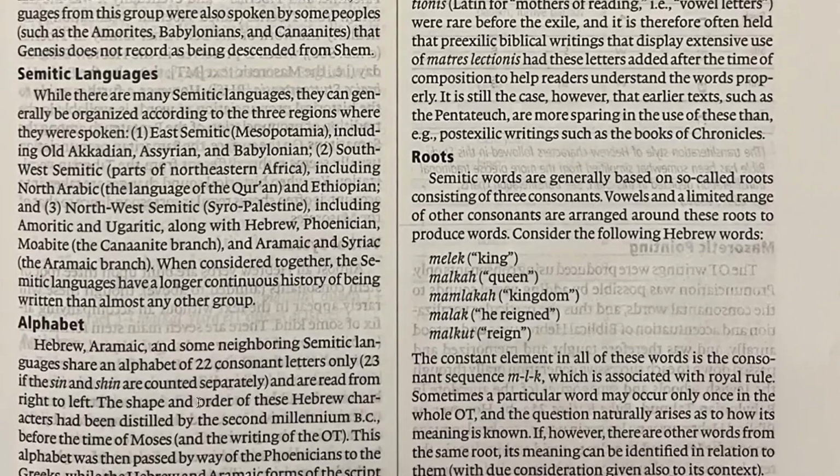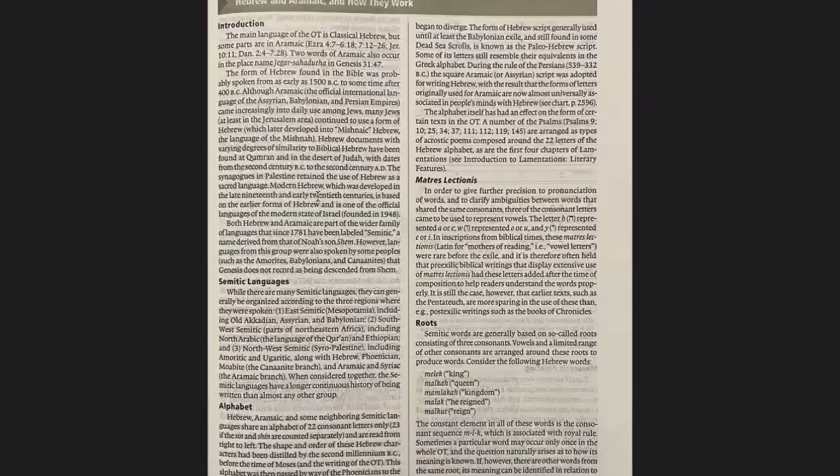The shape and order of these Hebrew characters had been distilled by the second millennium BC, before the time of Moses and the writing of the Old Testament. This alphabet was then passed by way of the Phoenicians to the Greeks, while the Hebrew and Aramaic forms of the script began to diverge.